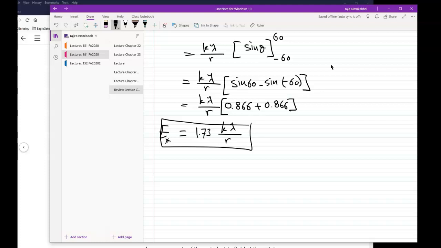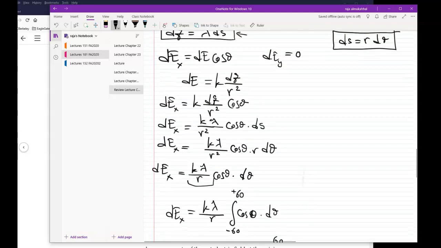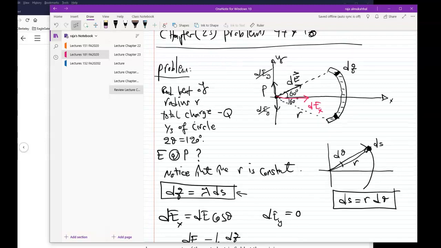Okay. Now, one more thing. What if I am asked to evaluate lambda? So I have that. How would I evaluate lambda in this case? Well, by definition, lambda is equal to what? He said in the problem, let me go back to the top of the problem. He said the total charge on the rod is equal to Q.